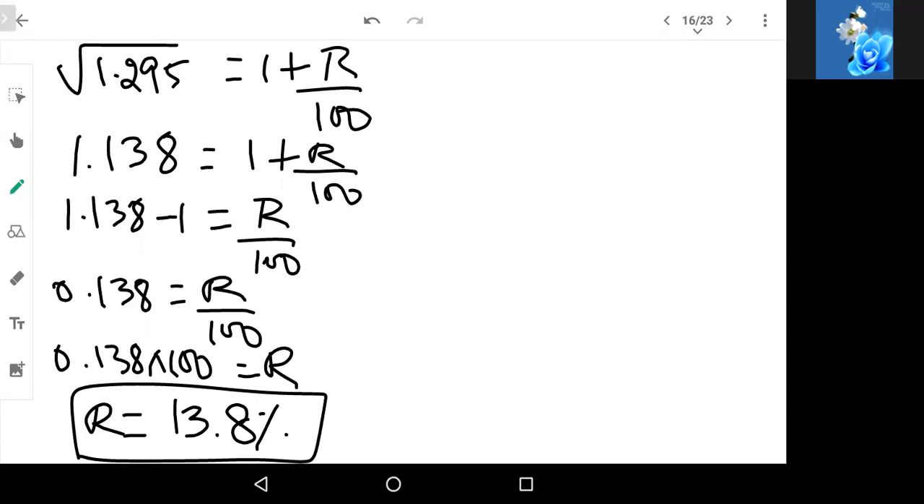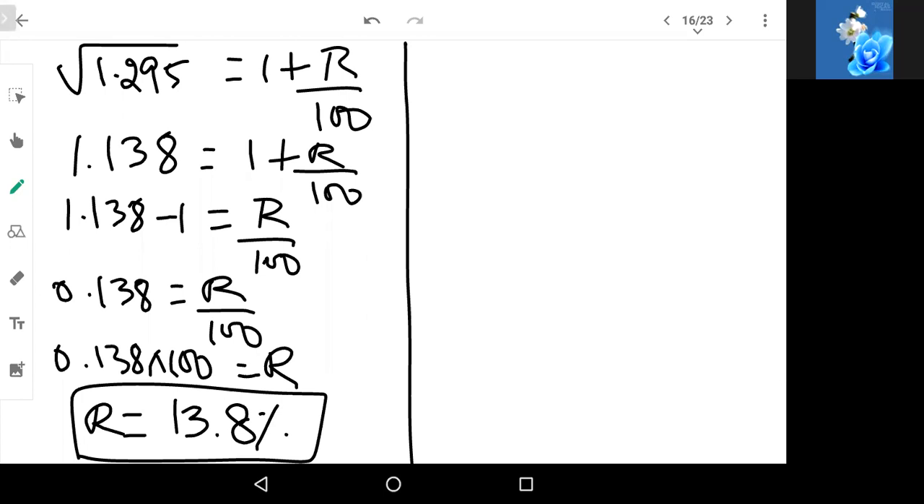Correct, Spurti. R is equal to 13.8%. So by using the 2 years data, by using the interest that we got from that, now we have calculated the percentage. Now let us use this percentage and calculate the principal.